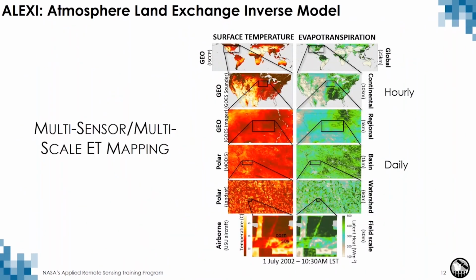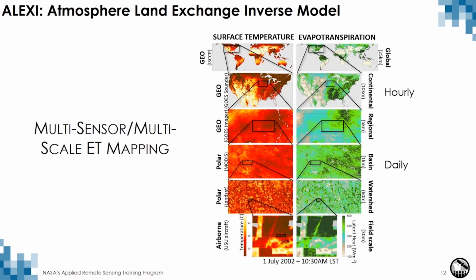Real quick slide, this shows the real power of this multi-sensor, multi-scale ET mapping system that we have with ALEXI and DisALEXI. Like I said, it's mainly driven by land surface temperature. We measure land surface temperature at varying spatial and temporal resolutions. We have geostationary sensors that measure land surface temperature over most of the globe at a more moderate resolution, 2 to 4 kilometers. We have polar orbiting sensors such as MODIS and VIIRS that can measure twice daily land surface temperature at the 375 meter to 2 kilometer range.